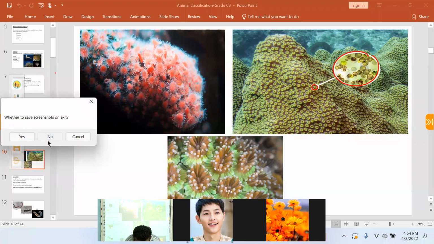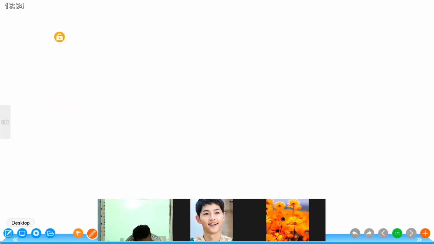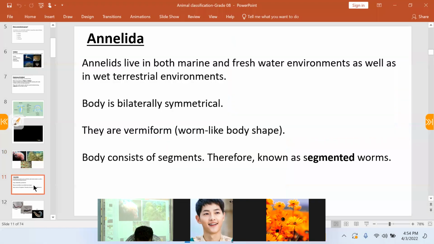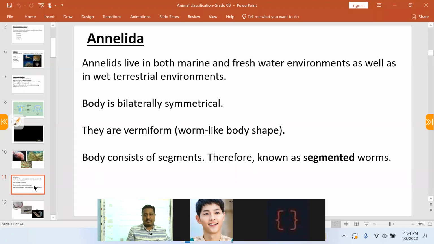Right. Today we are going to learn the second group of invertebrates, Annelida. Annelida means roundworms. If you say worms, worms are of two types: flatworms and roundworms. Flatworms come under the category of Platyhelminthes. It's another invertebrate group. That group is not in your syllabus, but you learn the roundworms.